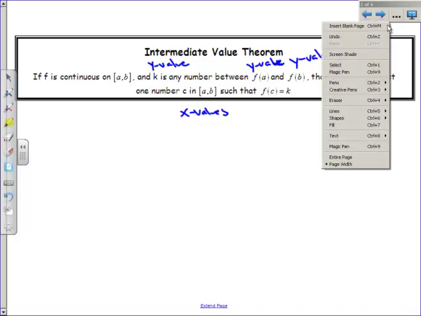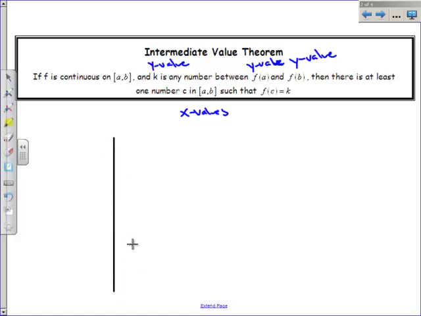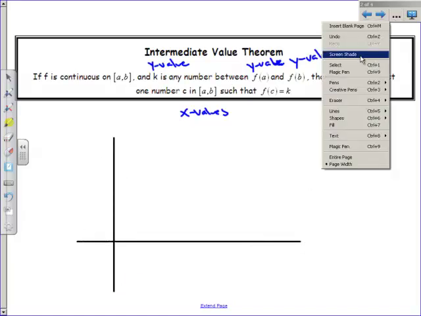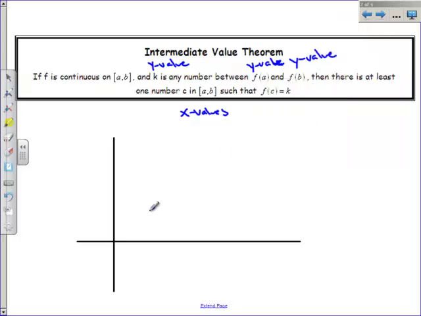Let's draw this picture and let me show you what this is saying. Okay, so let's see if we can figure this out. I've got an x value of a, and I've got an x value of b. And I've got a y value of f of a, and then I have a y value f of b. So here's what the intermediate value theorem is saying. There is no way to connect this dot from f of a to f of b without touching every single y value between f of a and f of b.